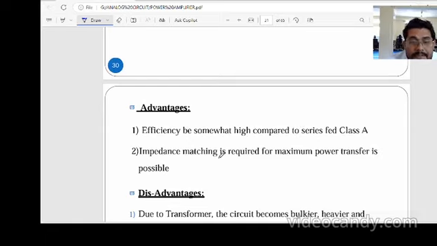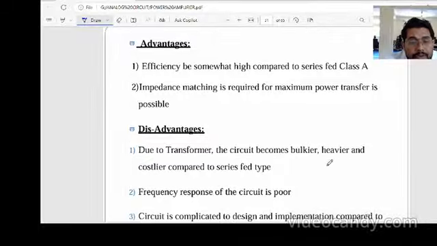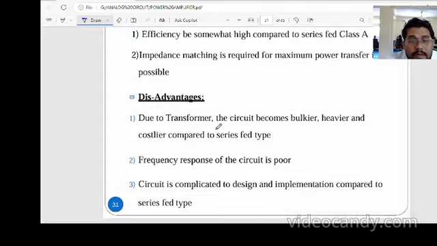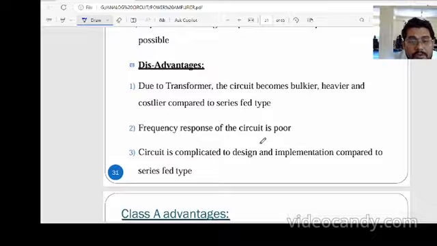Impedance matching is required for maximum power transfer. Due to the transformer coupled circuit, it becomes bulkier, heavier and costlier as compared to series. The frequency response of the circuit is poor.